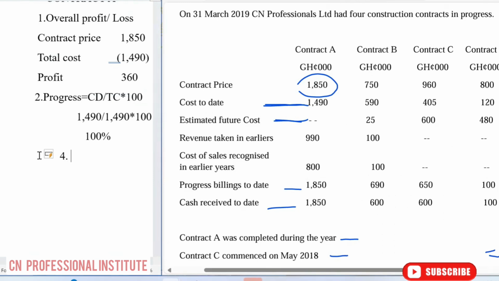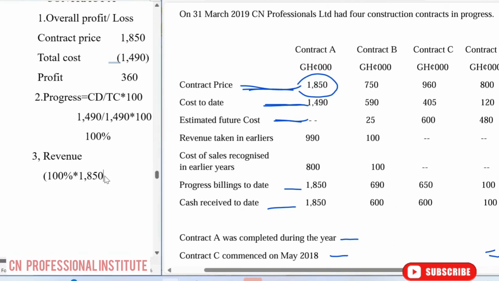3. Let's look at revenue that we are going to recognize. So step 3, let's check the revenue that we are going to recognize. Okay. So step 3, how do we get the revenue? We said we apply the progress rate on the contract price. So the progress rate is 100%, right? So we have 100% by what is the total contract price? It's in the question, 1,850. I hope you are seeing it here. Total contract price 1,850. So 100% of 1,850.